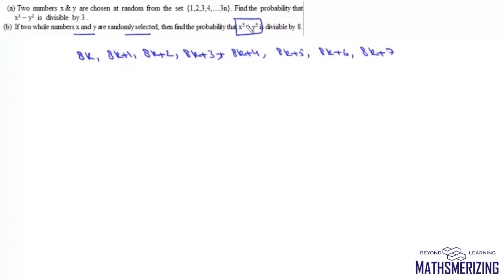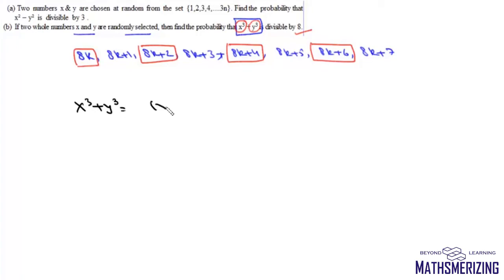Now if both x and y are even, then in that case x cube will be divisible by 8 and y cube is also divisible by 8. So if both of them are even, then in that case this number x cube plus y cube will be divisible by 8. So if we take all these cases when x and y belong to either of these 4, then this sum is divisible by 8. Now what if x and y are odd?